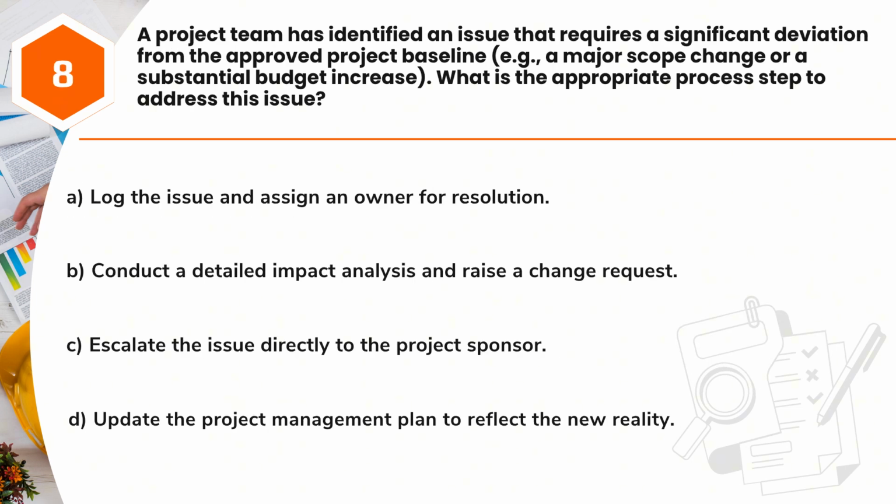Question 8. A project team has identified an issue that requires a significant deviation from the approved project baseline, for example a major scope change or a substantial budget increase. What is the appropriate process step to address this issue? A. Log the issue and assign an owner for resolution. B. Conduct a detailed impact analysis and raise a change request. C. Escalate the issue directly to the project sponsor. D. Update the project management plan to reflect the new reality.